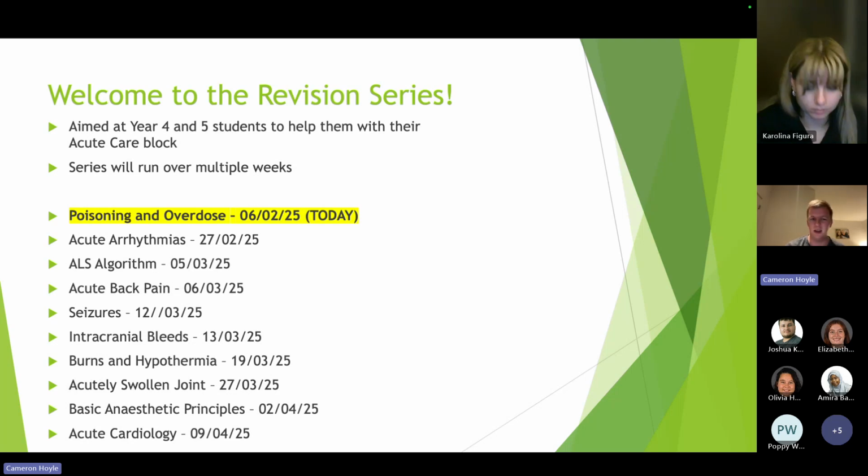So the acute respiratory stuff is covered in your respiratory block, like your pneumothoraxes and things. So that will be covered over there. But I just thought the other bits and bobs that are covered just in the acute care block will be useful to cover because it does come up in exams.